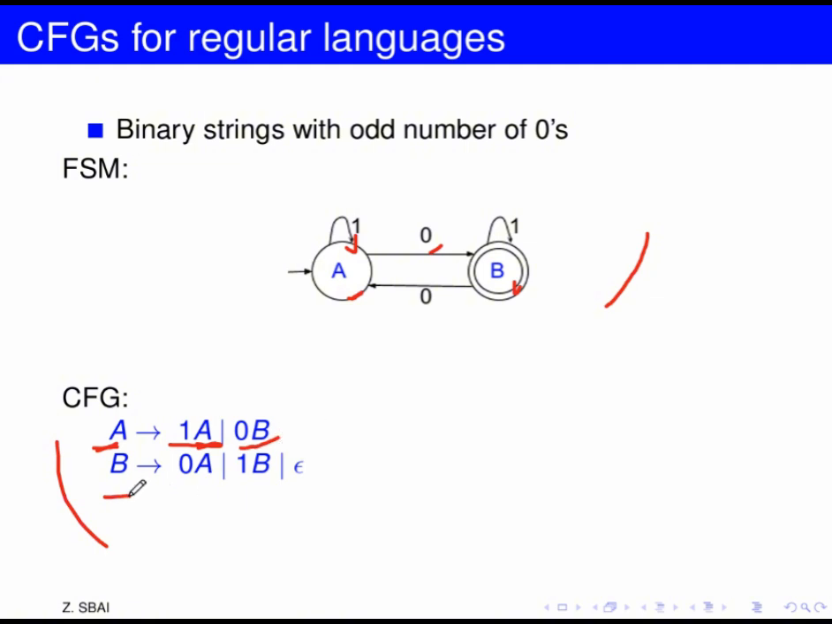Now the symbol B will be substituted by 0A, since we have in the finite state machine this transition here, 0 going to the state A. If we see 1, we'll stay in the state B, so we'll write or 1B. Since B here is the final state, an accepting state, we will write B has the rule epsilon. So this is a very simple way to obtain a context-free grammar if we have a finite state machine for the language. Let's now take another example.